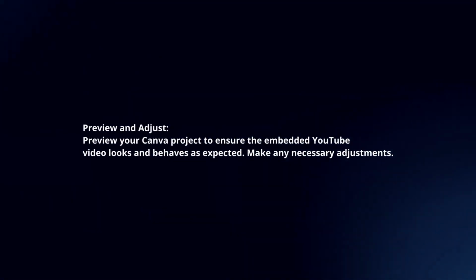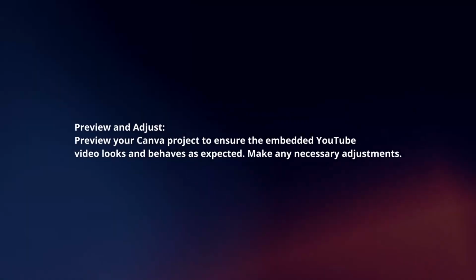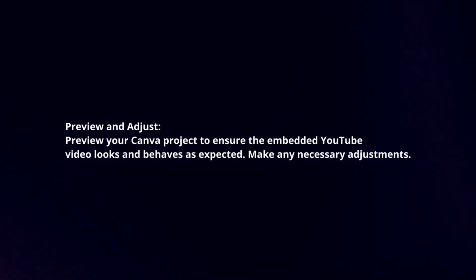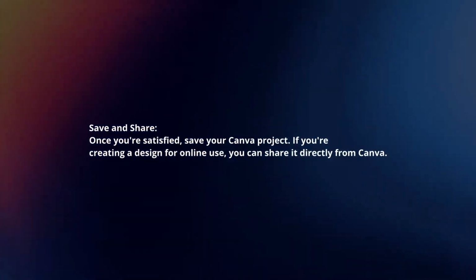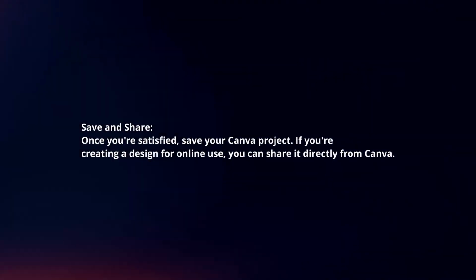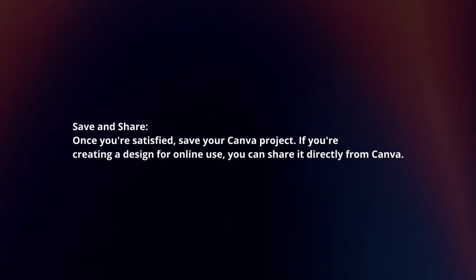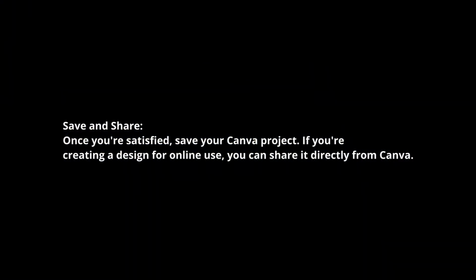Preview and adjust. Preview your Canva project to ensure the embedded YouTube video looks and behaves as expected. Make any necessary adjustments. Save and share. Once you're satisfied, save your Canva project. If you're creating a design for online use, you can share it directly from Canva.